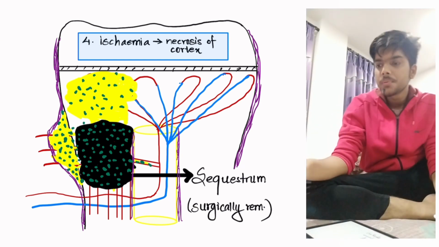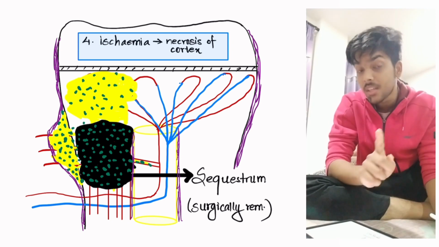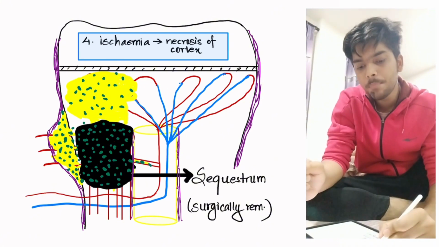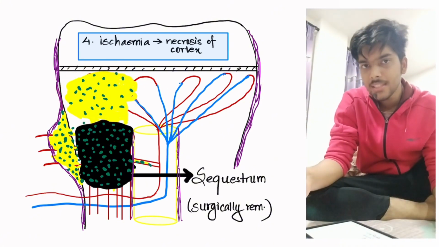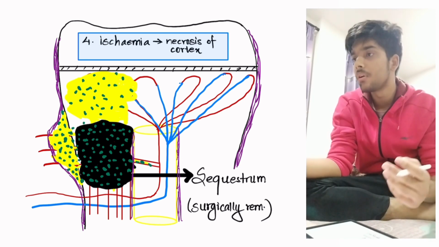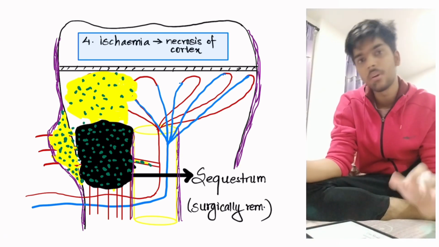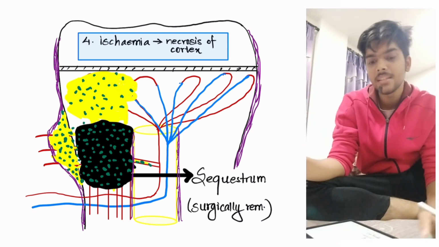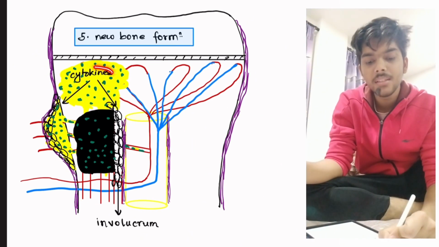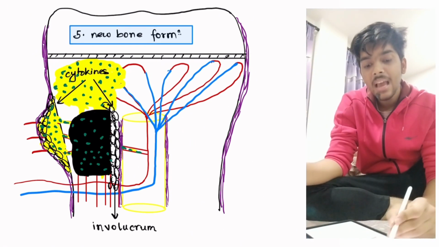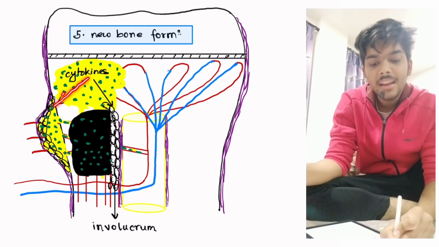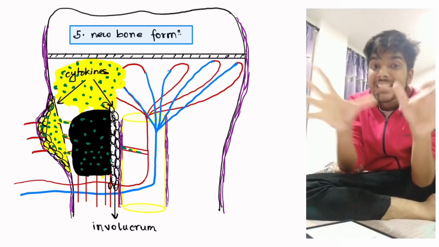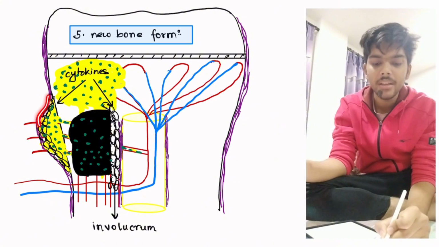Then what happens? Your body still doesn't give up. It still wants to fight. So this pus, what does it contain? It contains bacteria and your normal cells, your WBCs that are either dead, dying, or alive, right? The WBCs, that is neutrophils and macrophages, produce cytokines. And these cytokines send messages to the periosteum as well as the endosteum.